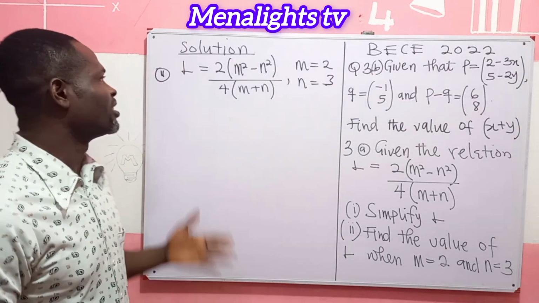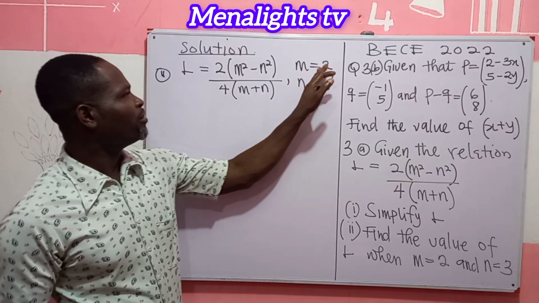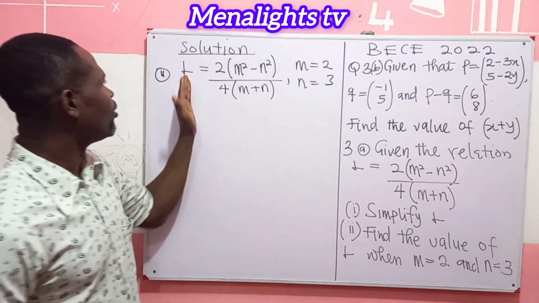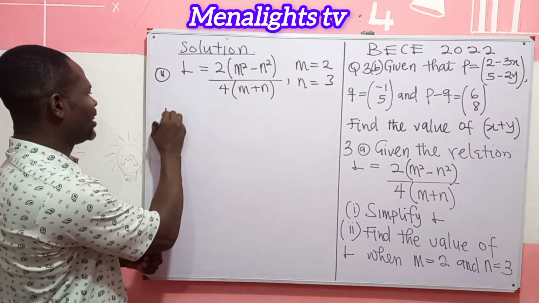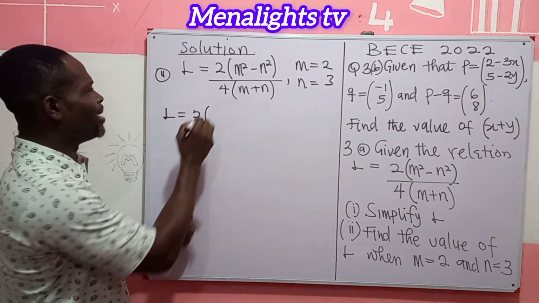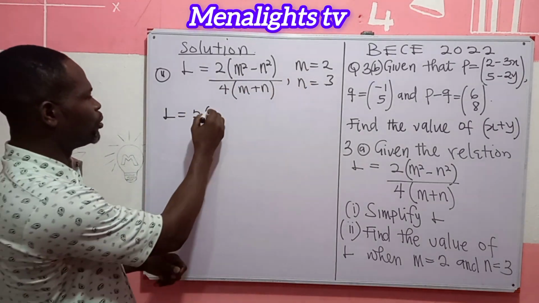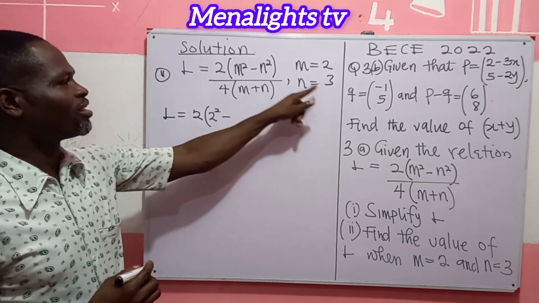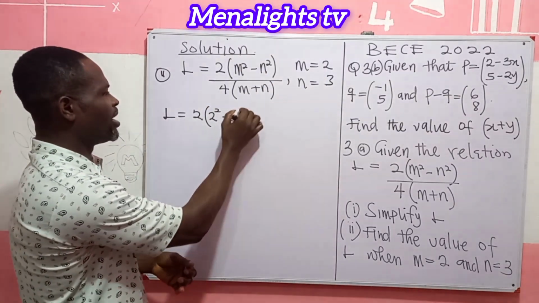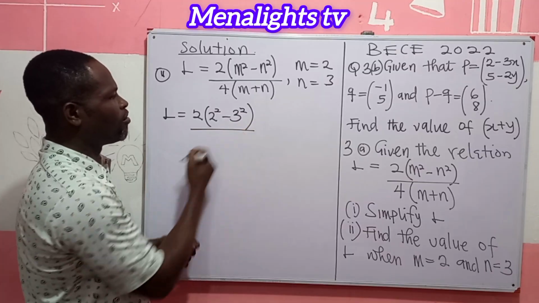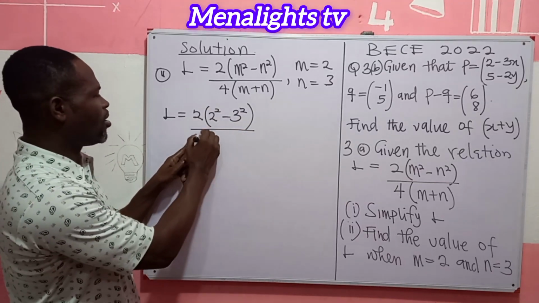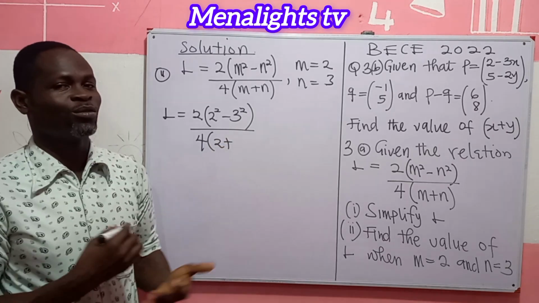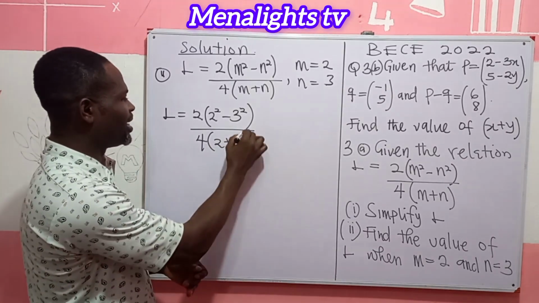And the second part of the question says, if m is equal to 2 and n is equal to 3, then find the value of L. So we know that L is equal to 2 into bracket m squared minus n squared. So the m is 2, so that becomes 2 squared, minus n, which is 3, so that is 3 squared. Then all over, we have 4 into bracket, the m, which is 2, plus n, which is 3. So we have 3 here as well.